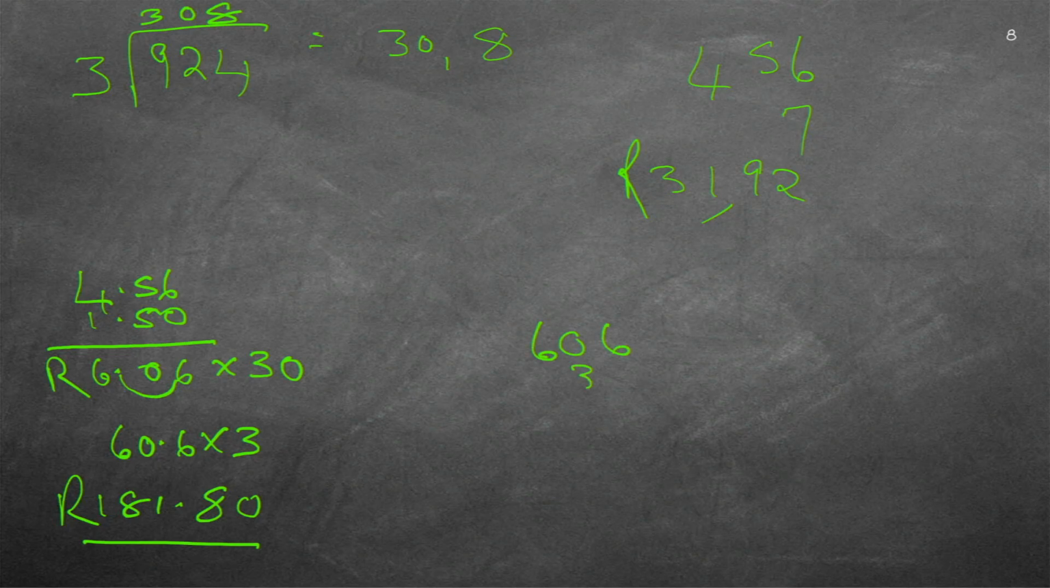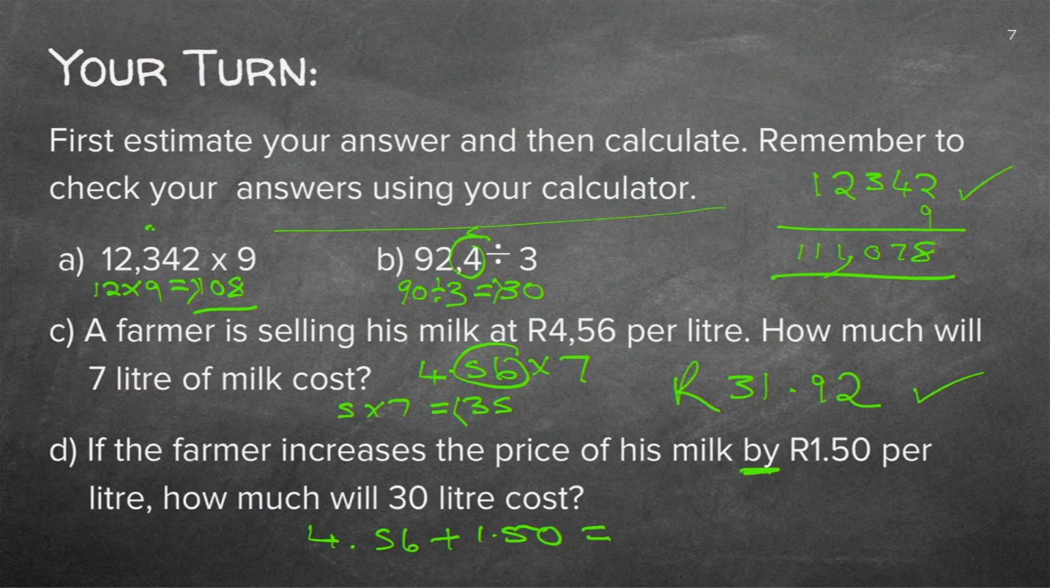Or we can do it like 606 times 30. If we work it like this, we get 18180, and we must move it by 2 decimals, and we get to the same answer. So how much will 30 litres cost? It will cost R181.80.